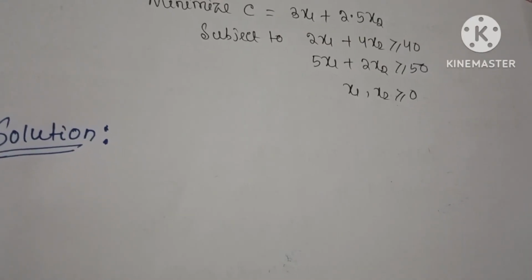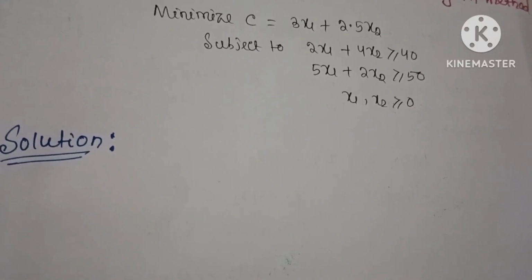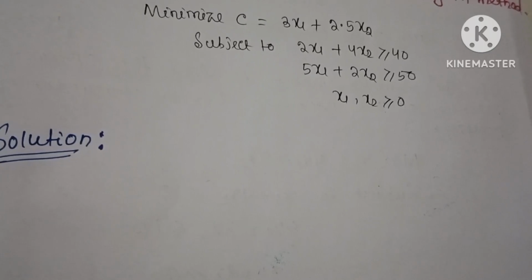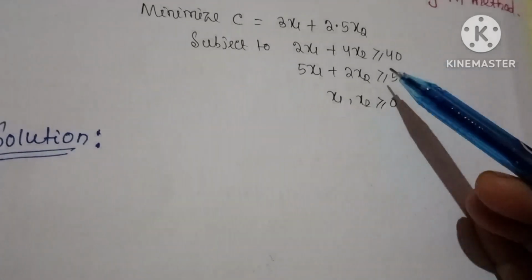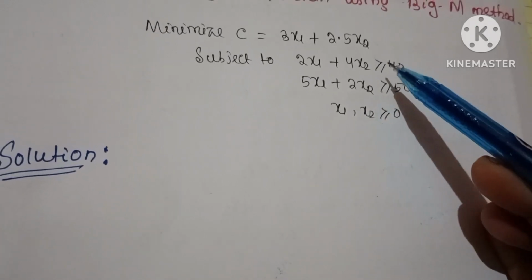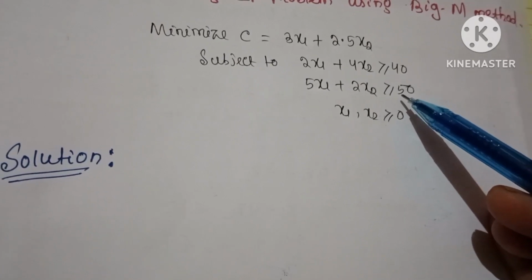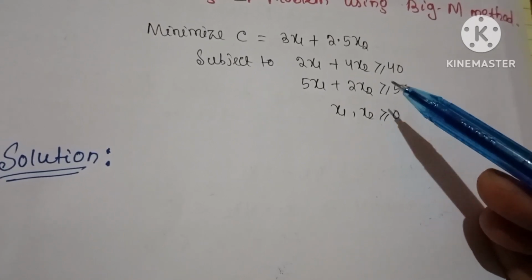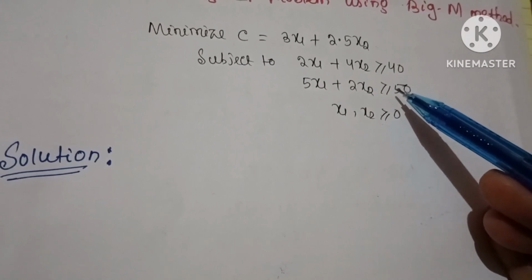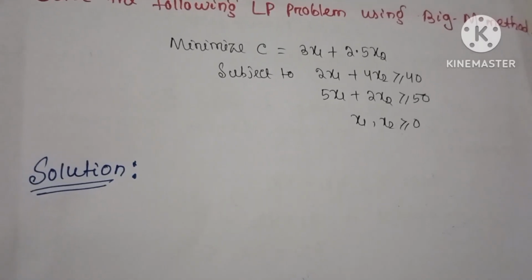So for the solution, we have to write the standard form of the LPP first. For standardization, we have to check the constraints. All the two constraints in the minimization problem are greater than or equal to. To make this inequality into equality, we need to subtract the surplus variable and add the artificial variable.